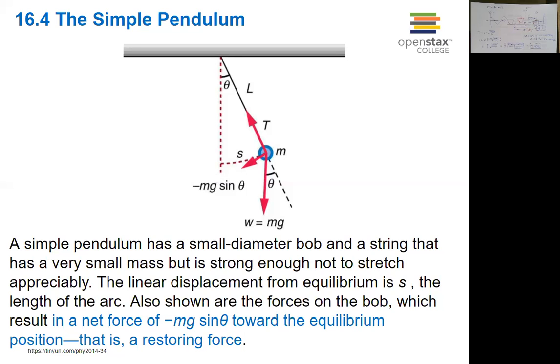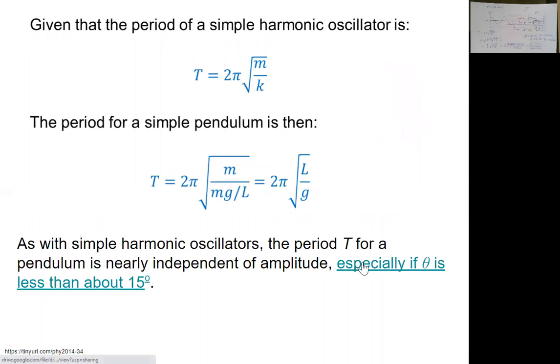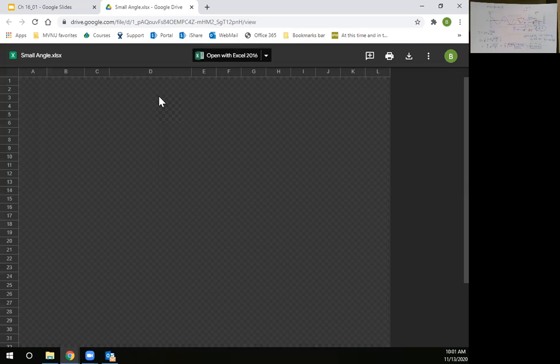So if we write the net force over here, F is equal to minus mg sine theta. Now, if the angle is not too large, then sine theta is approximately equal to theta. This is called the small angle approximation, and this theta should be in radians. Let me just show you the small angle approximation first, before we actually look at the equation.